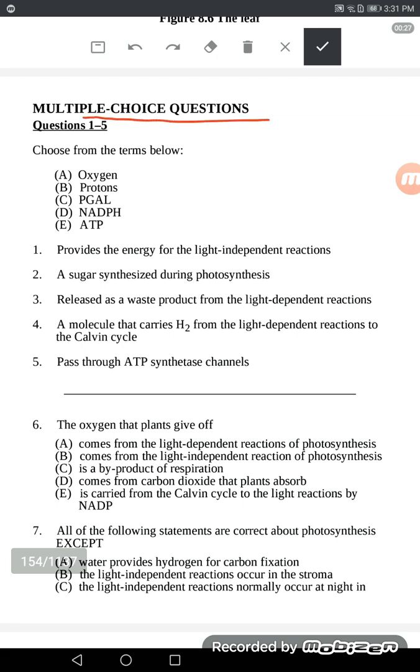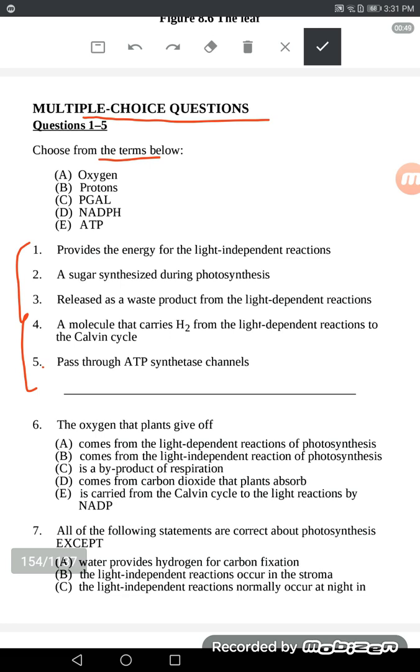From question 1 to 5 we have 5 terms: A, B, C, D, E. We have all of these terms, and we have these 5 statements from 1 to 5. We have to match. It's like a matching question.